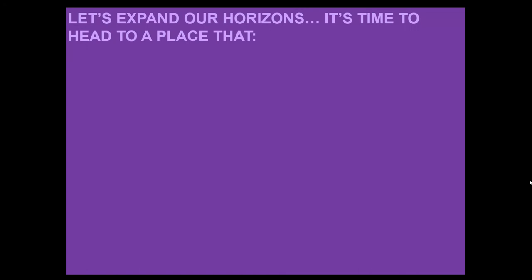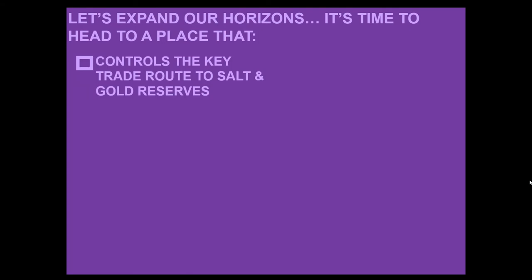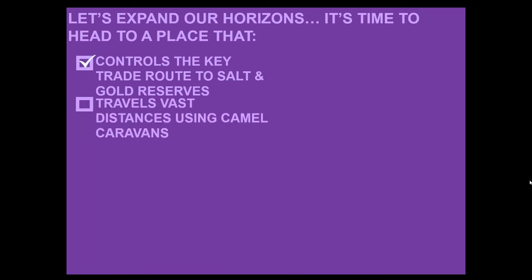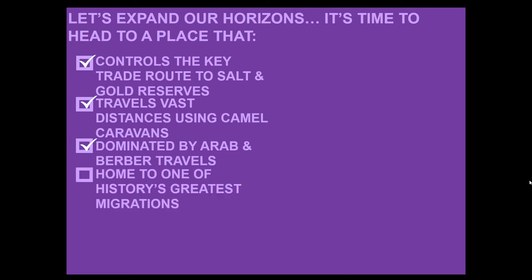But let's take a look at Africa, and this is really what I want you to focus on for the context piece of it. It's time to expand our horizon. So a huge piece of Africa controls key trade routes to salt and gold. That's going to be huge. It's going to have huge distances, and using camel caravans is going to be big. It's dominated by Arabic and Berber travelers. These are going to be major influences of religion and culture, especially in North Africa.